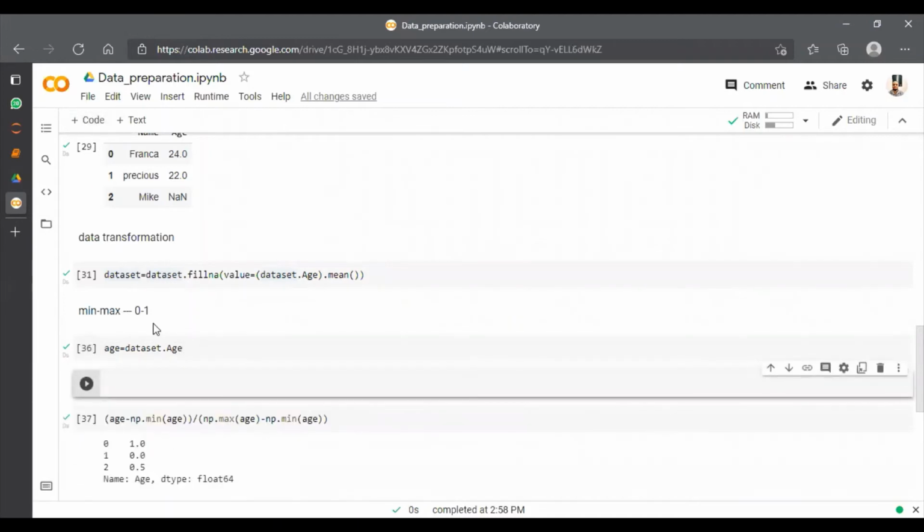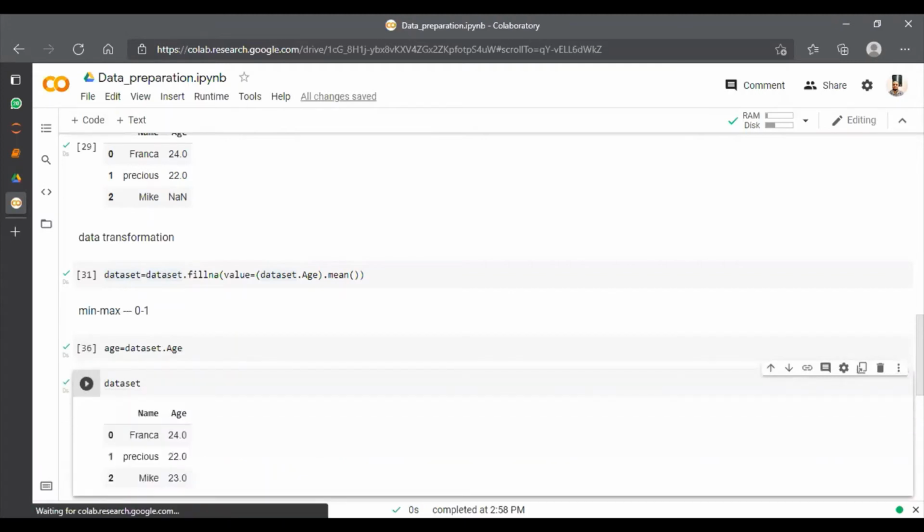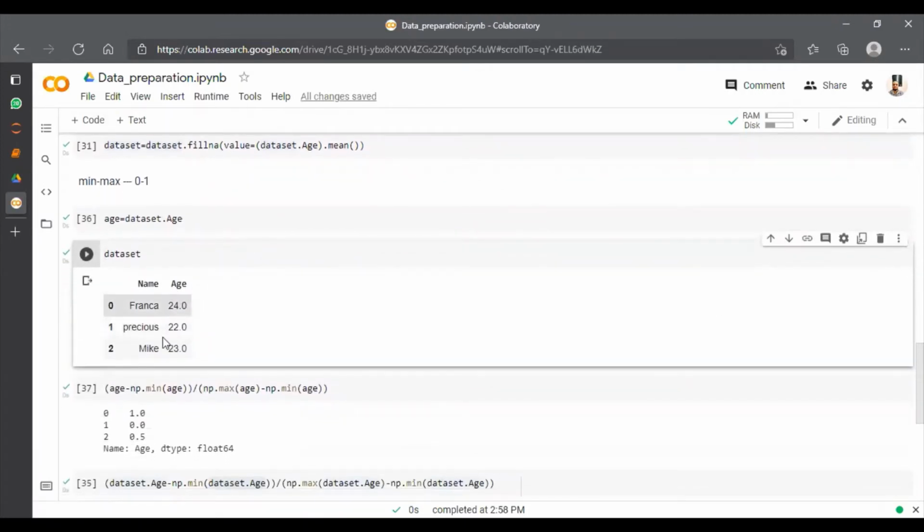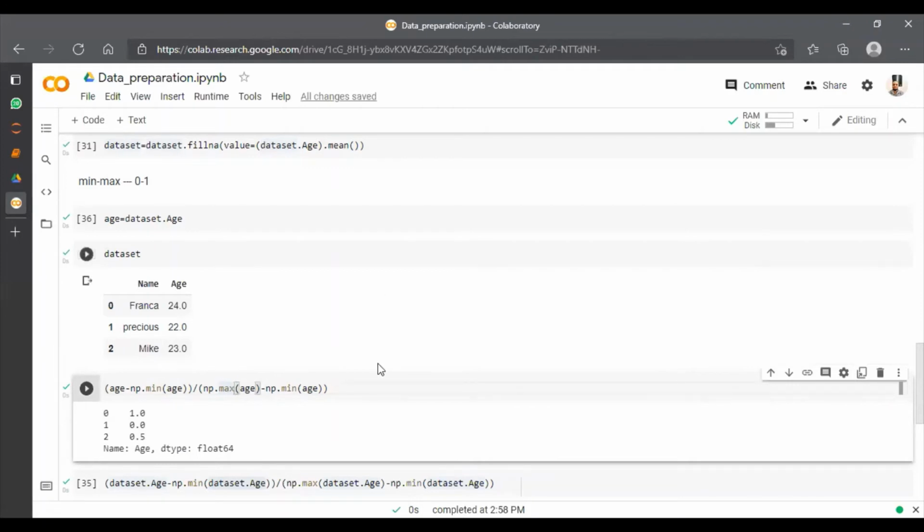So our original data set looks like this. You can see that 24 has 1.0 as the scale value, 22 has 0 as the scale value, and 23 has 0.5 as the scale value. So this is scaling it into a range of 0 to 1 using min-max standardization. Do you understand that? No, you don't understand that? Yes. Okay. Justin, do you understand?